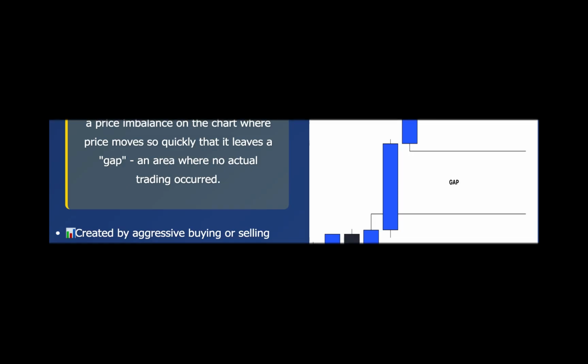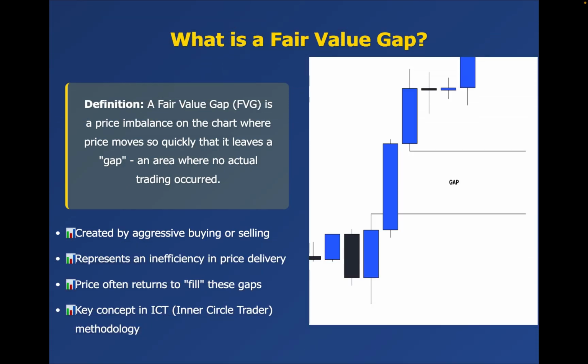A fair value gap is a price imbalance caused by a quick or sudden move which leaves an area where there is little or no trading activity. It's caused by aggressive buying or selling, which results in inefficient price delivery. And price often comes back to fill this gap. Fair value gaps are key ICT concepts which we are going to be using in future analysis and trade executions.